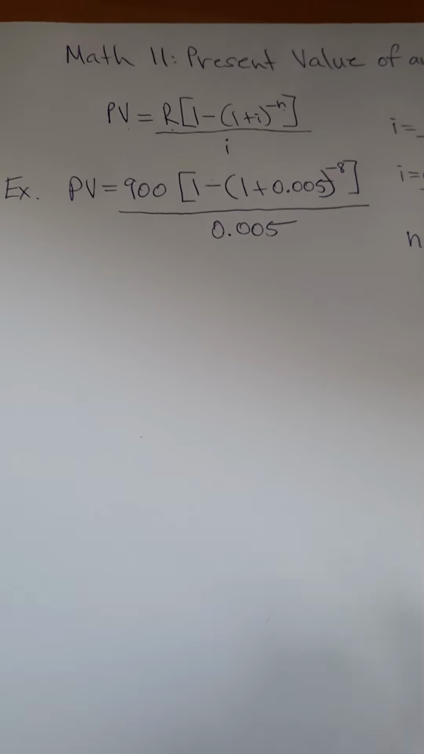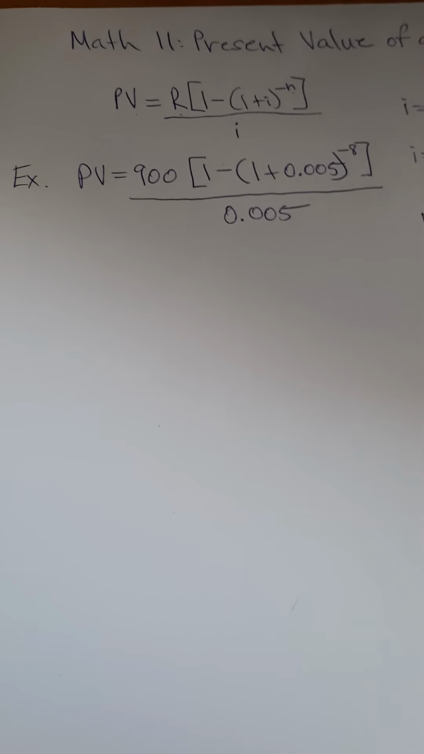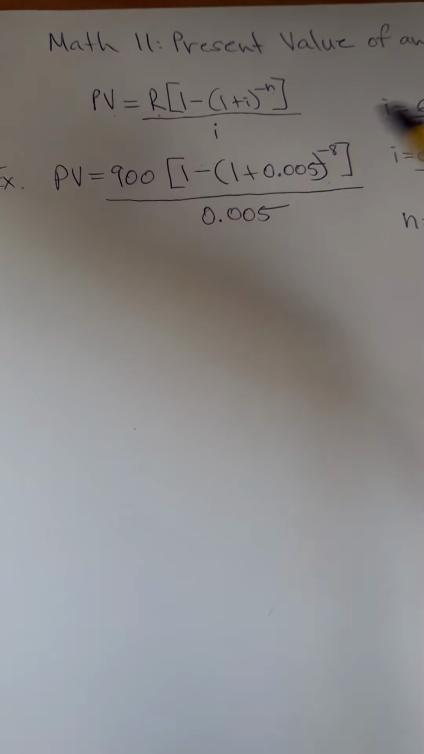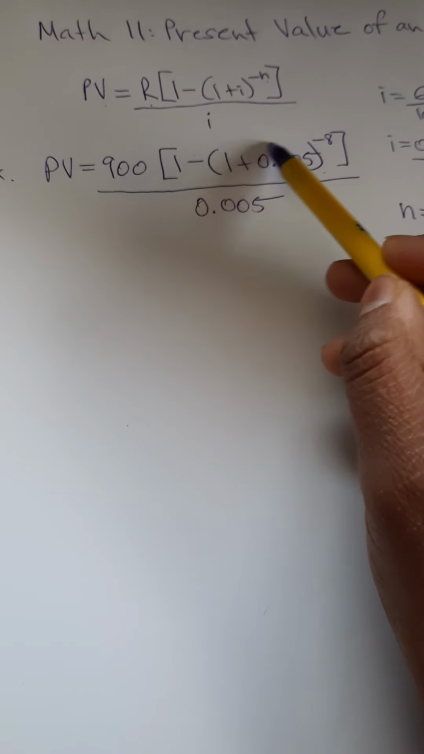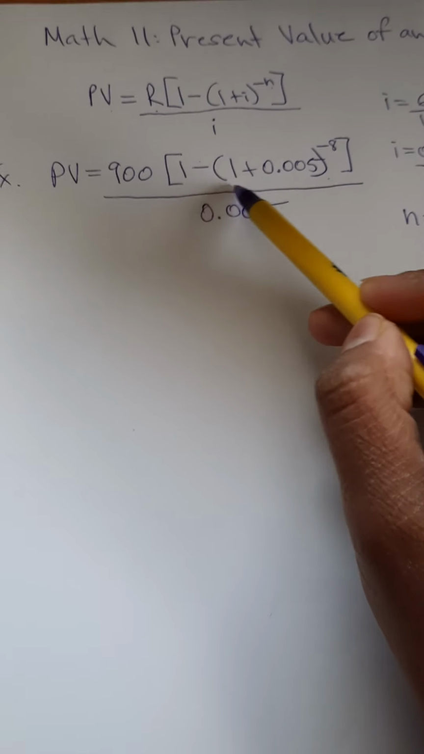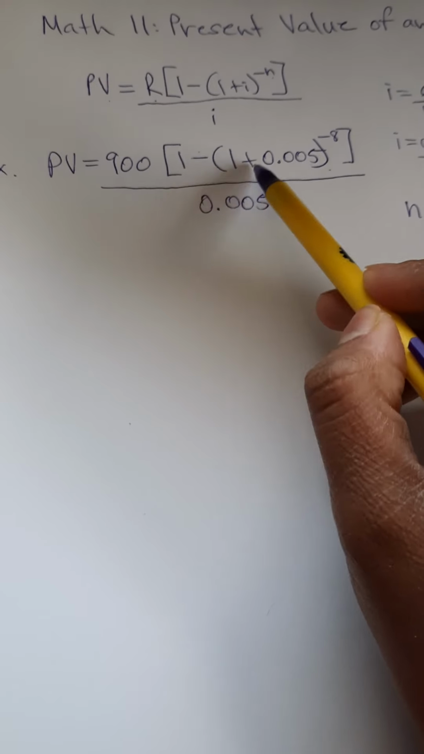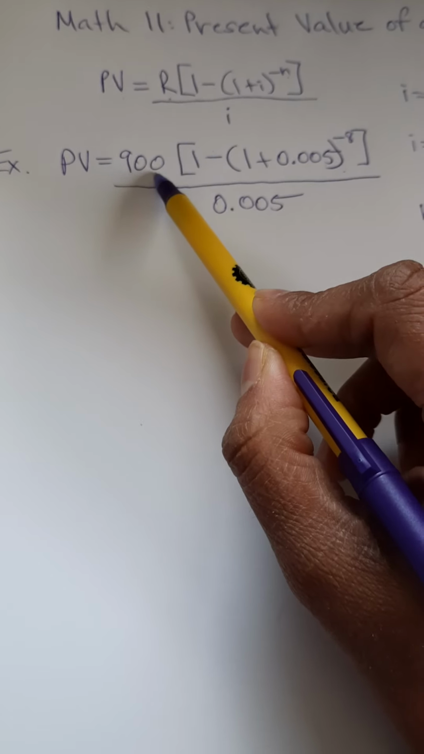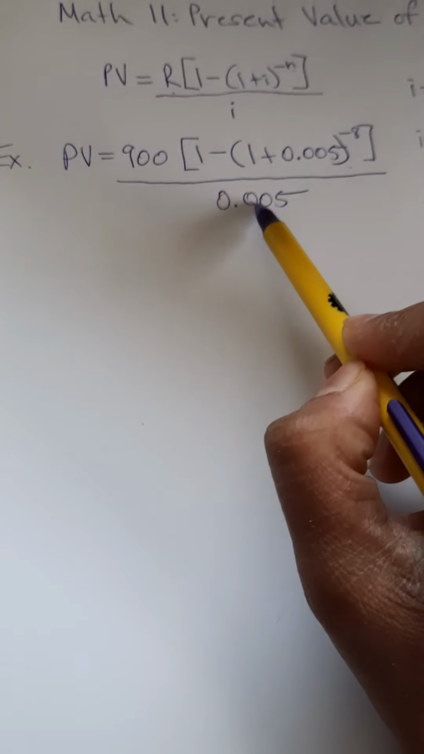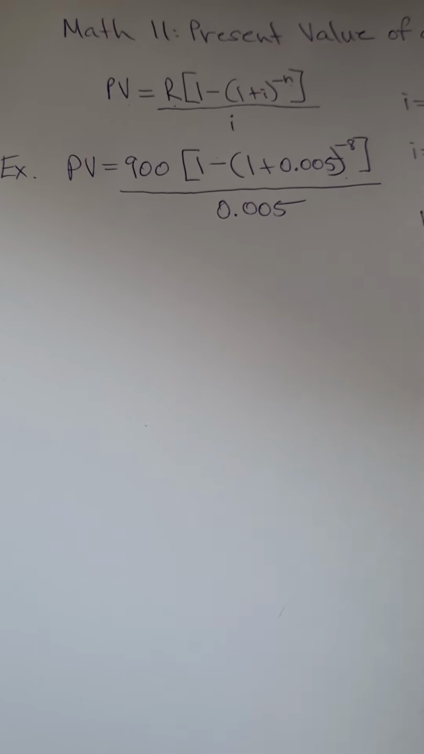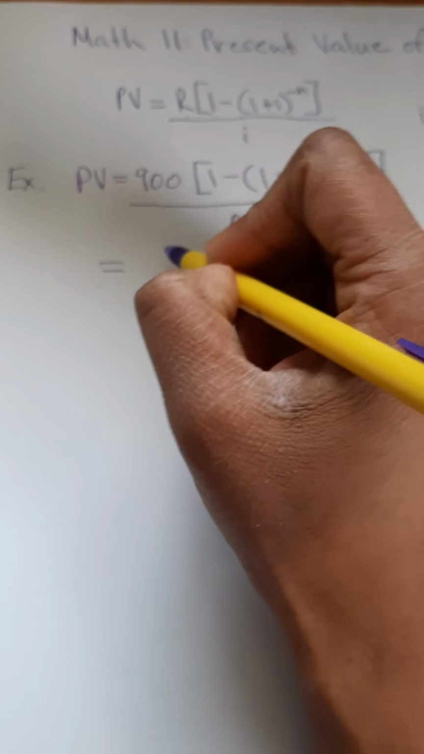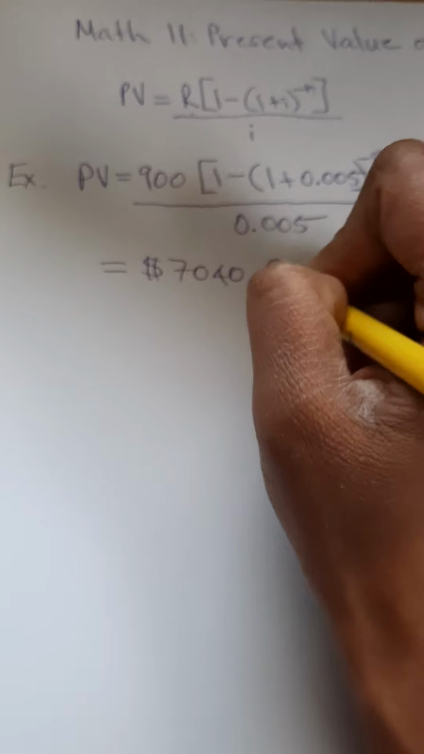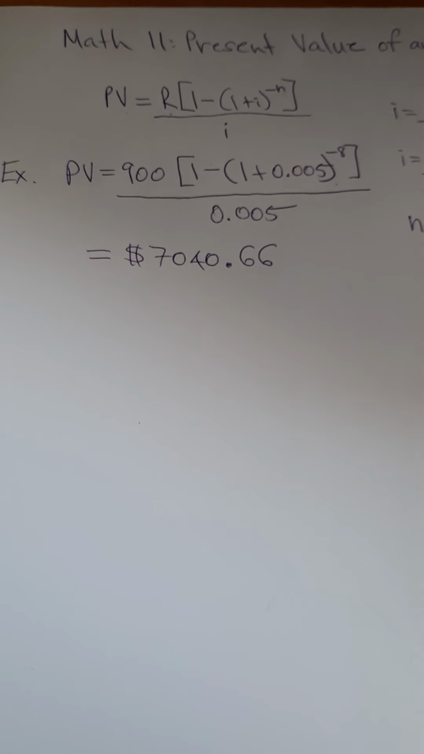Does everyone see that? When you're putting this in your calculator, it's really important to use the double brackets. If I'm doing this separately, I have to do the small brackets first. Whatever answer you get, I have to do 1 minus my answer, and then times it by 900. Keep pressing the equal sign in between, and then divide it by 0.005. We are getting an approximate value of $7,040.66.